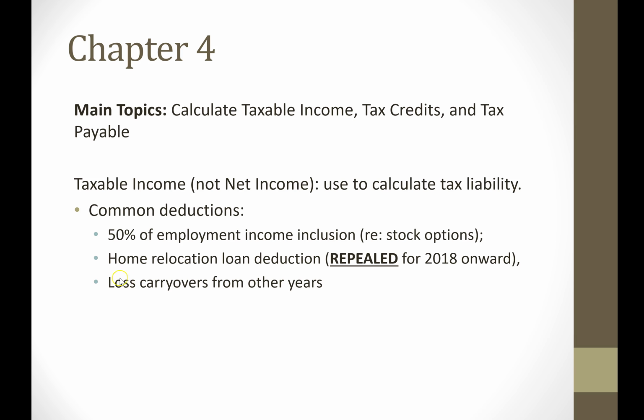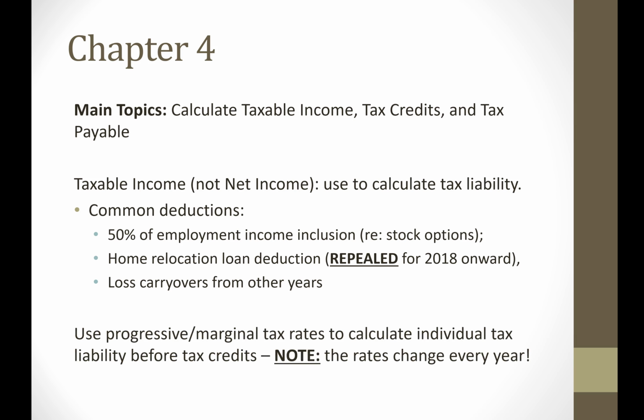Now, if a taxpayer has loss carryovers, let's say certain net capital loss or non-capital loss carryovers from other years, they could apply it when calculating taxable income. Now, once we calculate taxable income, we use that number to calculate the individual tax liability before their tax credits. That's where we use those progressive or marginal tax rates. Now, the tax rates change every year, and also we said that in class, we're just going to focus on the federal tax liability, not the provincial tax liability, because the provincial tax rates vary from province to province.